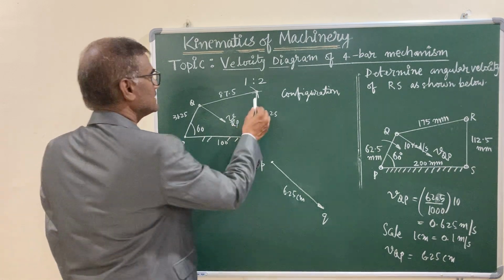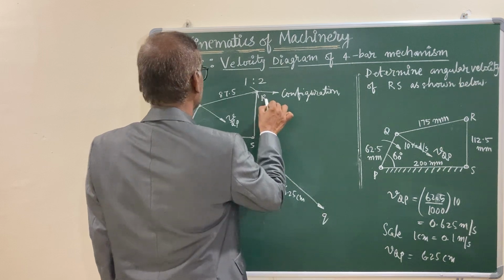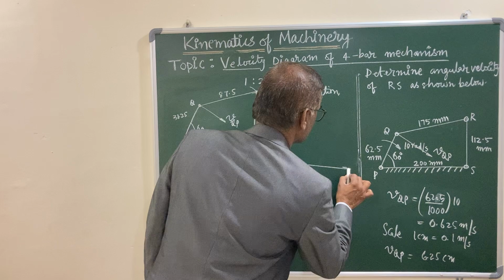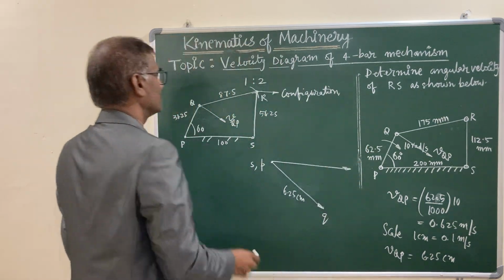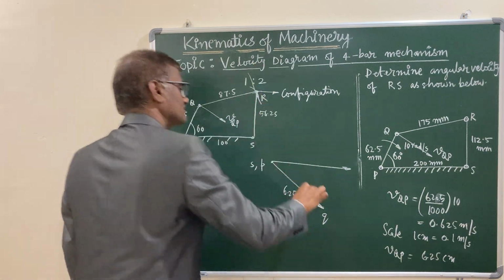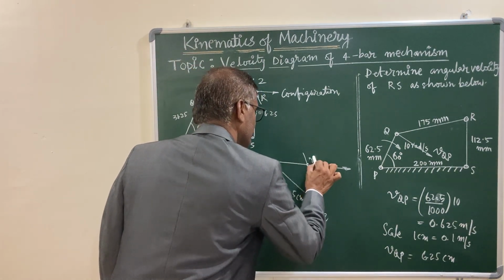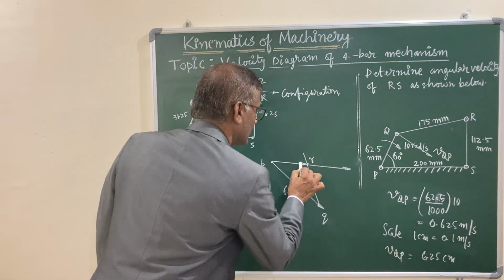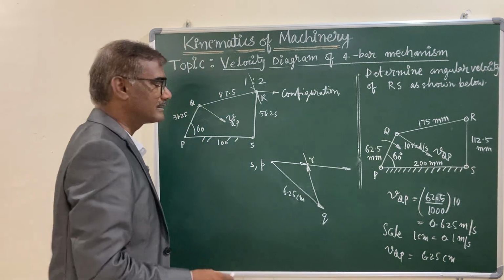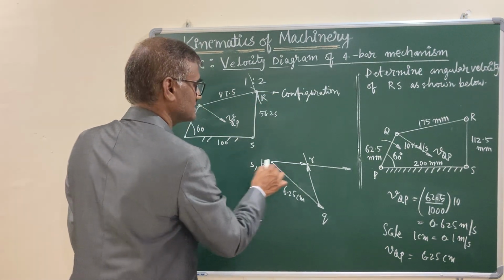Now let us see the direction of the velocity of R with respect to S. The direction is known. Draw the direction of this, and the direction of R with respect to Q is perpendicular to it. So passing through Q perpendicular to it, the intersecting point is your required point R, and you have completed the velocity diagram, and your required velocity is RS. This is SR.